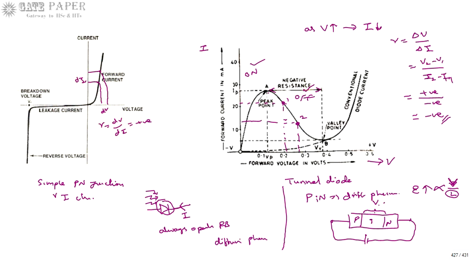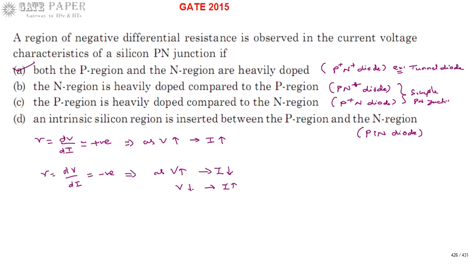So the right answer for this question is A. That is, the example is the tunnel diode. When the P and N regions are both heavily doped, only then is negative differential resistance observed. So the right answer for this question is A.